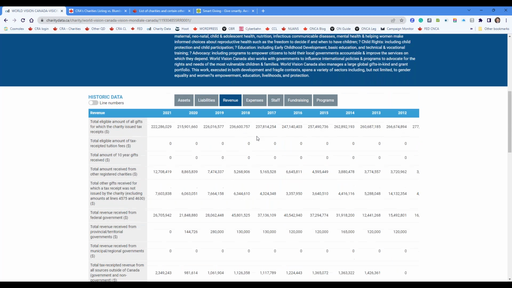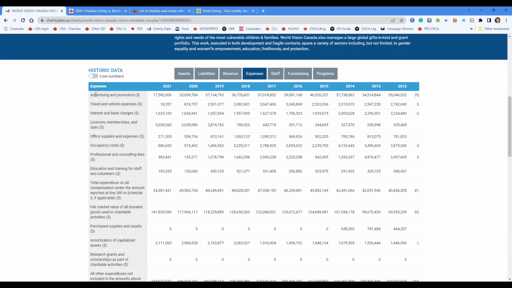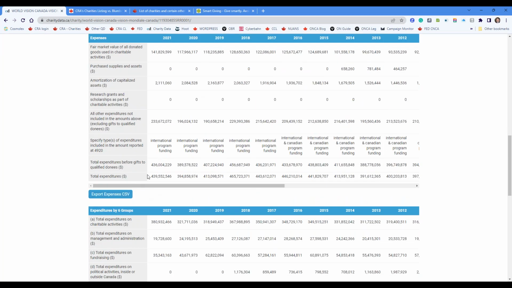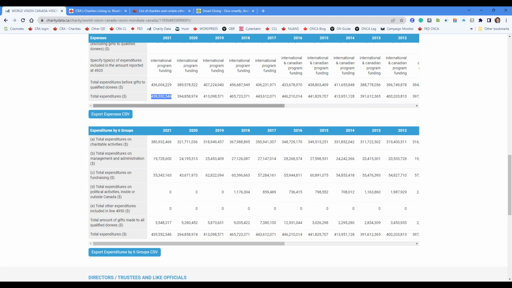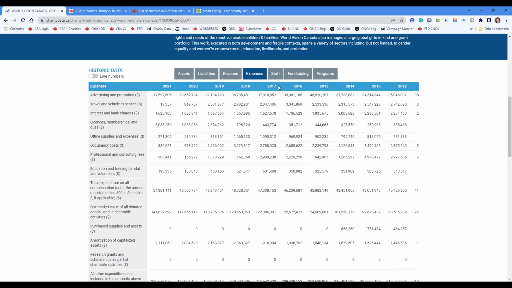And that's on the revenue side. On the expense side, it's broken down by what types of expenses they had. That's listed here with the total expenditure of, say, 439 million. Then those same expenses are looked at again, but broken down by whether it was charitable, management, administration, fundraising, etc. So that's how the expense side is dealt with.